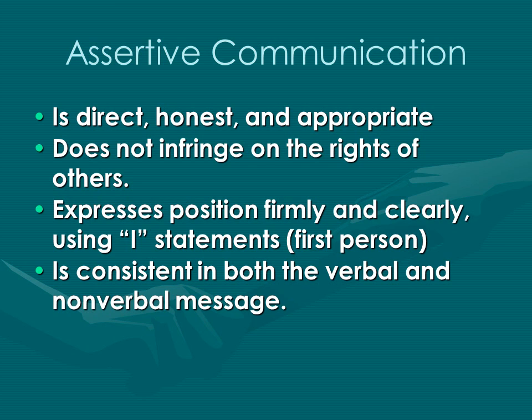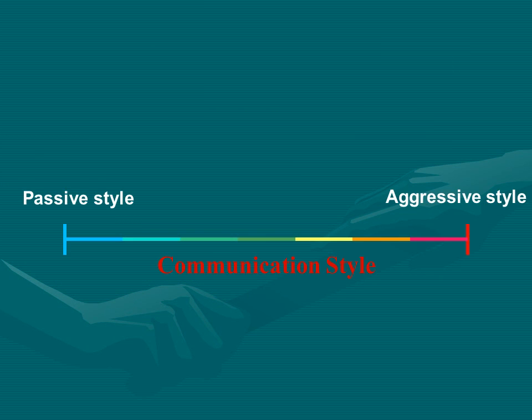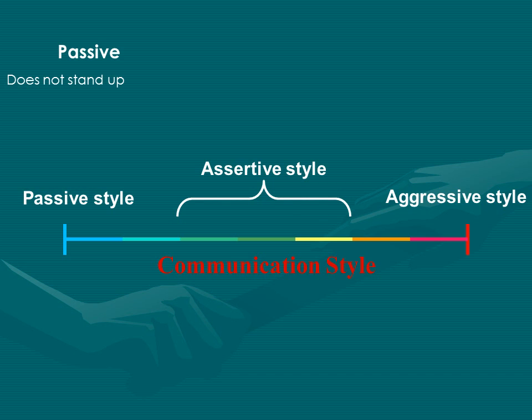With assertiveness, let's look at a continuum of assertive communication. If we place our communication style on a continuum and we say on one end we have a passive style and on the other end we have a very aggressive style, then an assertive style would fall somewhere in the middle. The passive person does not stand up for themselves, and they often allow their rights to be violated very easily.